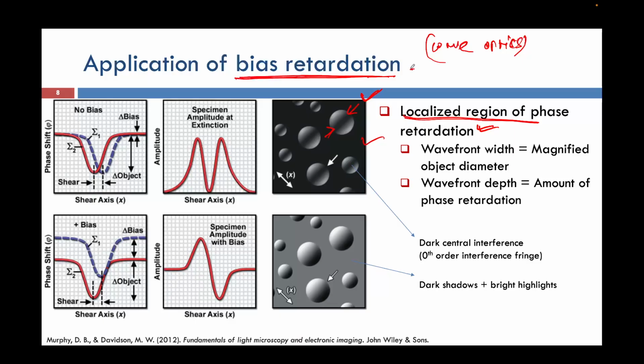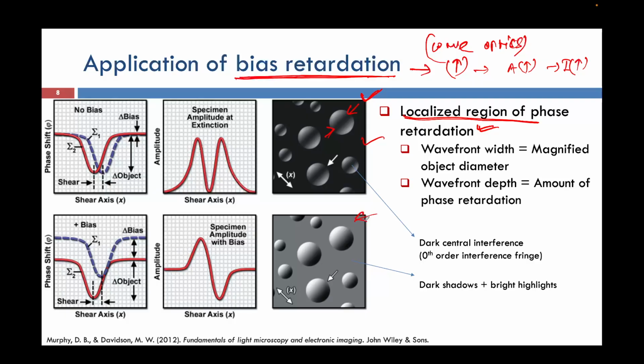If I retard any one of the rays, then the gradient in the optical path length will also increase. And if the gradient in the optical path length increases, similarly my amplitude difference will also increase, and my intensity difference will also increase. And due to that, what will I get? I will get an image like this.